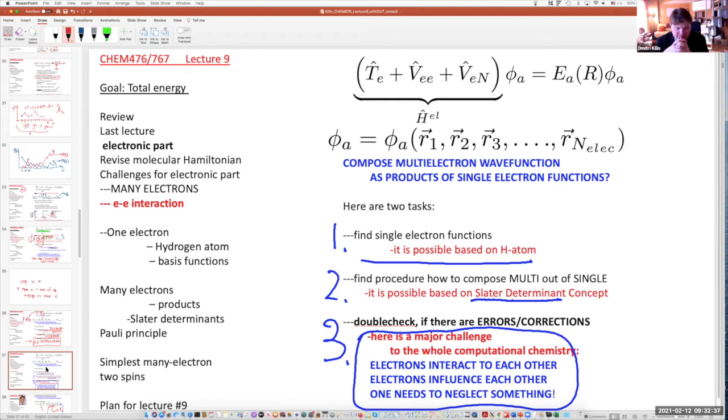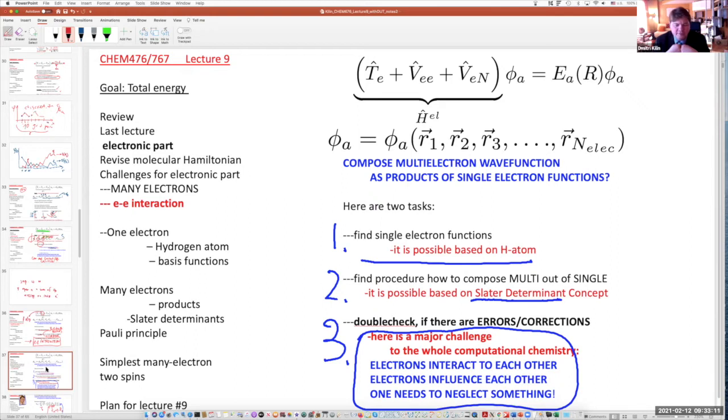Let's first build a very approximate, wrong solution that does neglect electron-electron interaction, compose the many-electron wave function as we would do in the ideal world, and then design a way to include electron-electron repulsion in there.